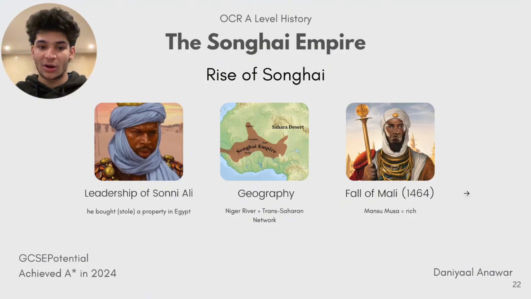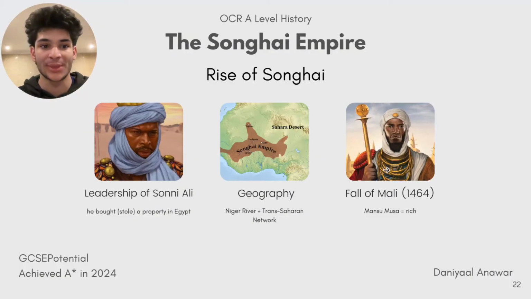The whole point of Sonny Ali, the reason why he was so amazing, questionable phrase, is because he sort of leveraged the downfall of the Mali Empire. So as you can see on the third slide here, fall of Mali, 1464. He leveraged that, since it was a very rich empire, to take as much land and loot and wealth as possible. So were it not for him leveraging the fall of Mali and other factors like the geography of the Songhai Empire, then they arguably wouldn't have been as successful as they were. He was also very good at military stuff. For example, in 1464, he took over Timbuktu. In 1468, I think he took over Djenne, and in 1472, he took over Gao. So those pieces of evidence indicate that he's quite a good leader.